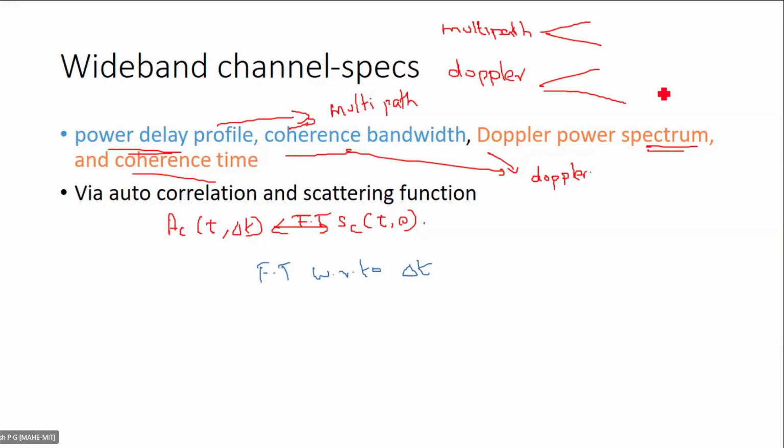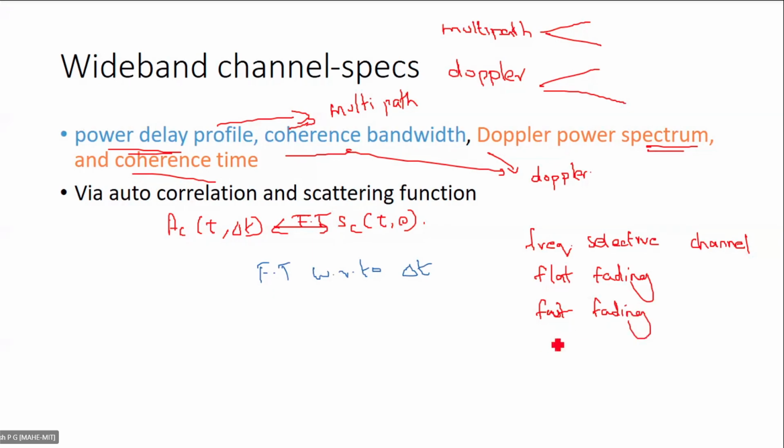Can someone tell me? And I think you might have seen this somewhere. Have you seen these terms: frequency selective channel, and flat fading, fast fading, and slow fading? Have you seen these terms?